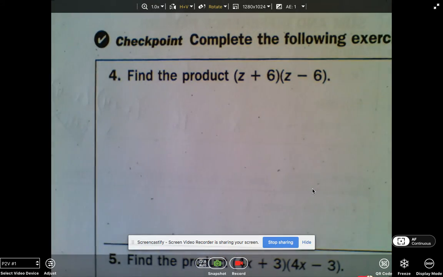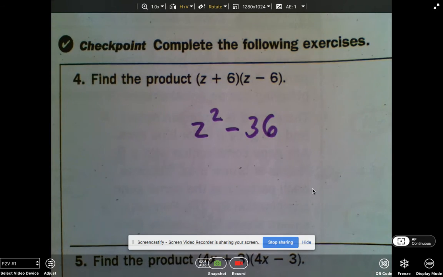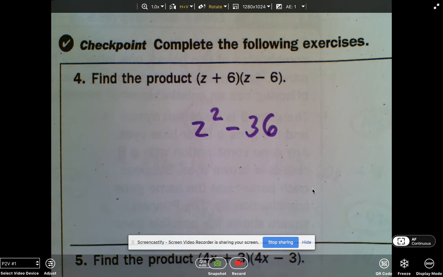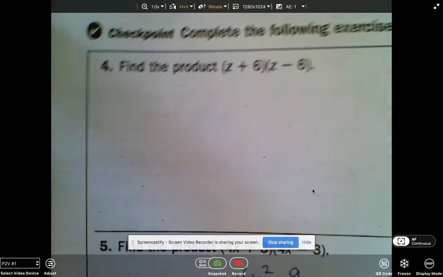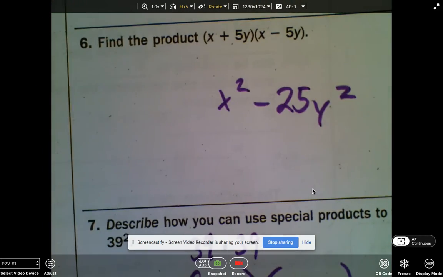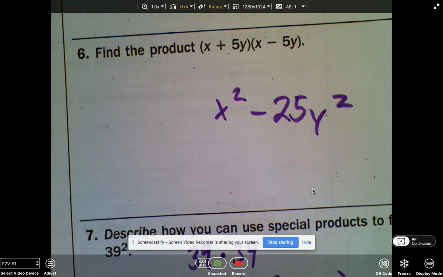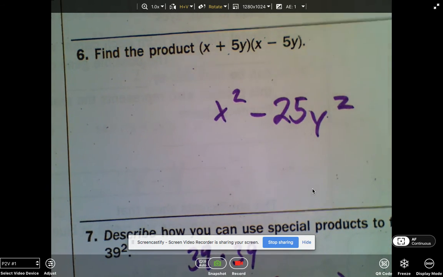All right, number 4, what did you get for an answer? z squared minus 36. And number 6, what did you get for an answer? That one was x squared minus 25y squared.